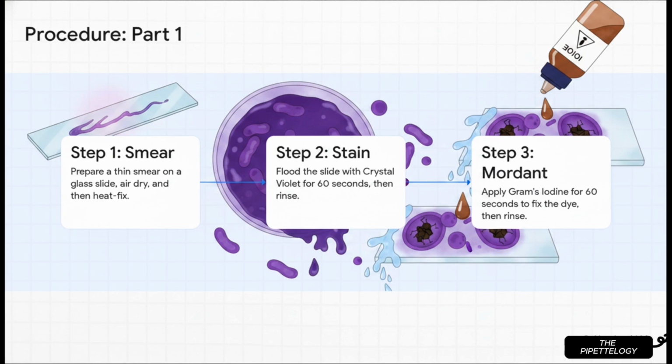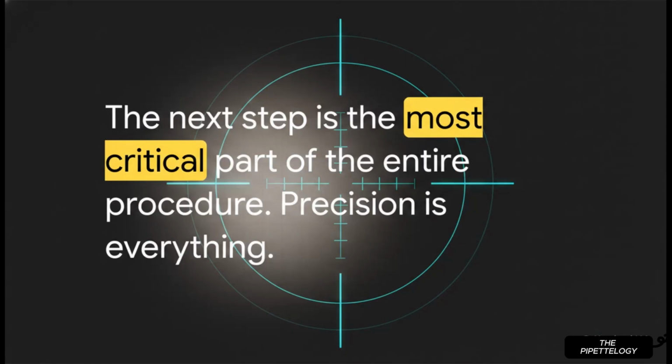Then you're going to flood the slide with crystal violet for a full minute. That's what stains everything purple to start. After a quick rinse, you hit it with Gram's iodine for another minute. What this does is it forms this big di-iodine complex inside the cells. Okay. Listen up, because everything we've done so far has just been the setup.